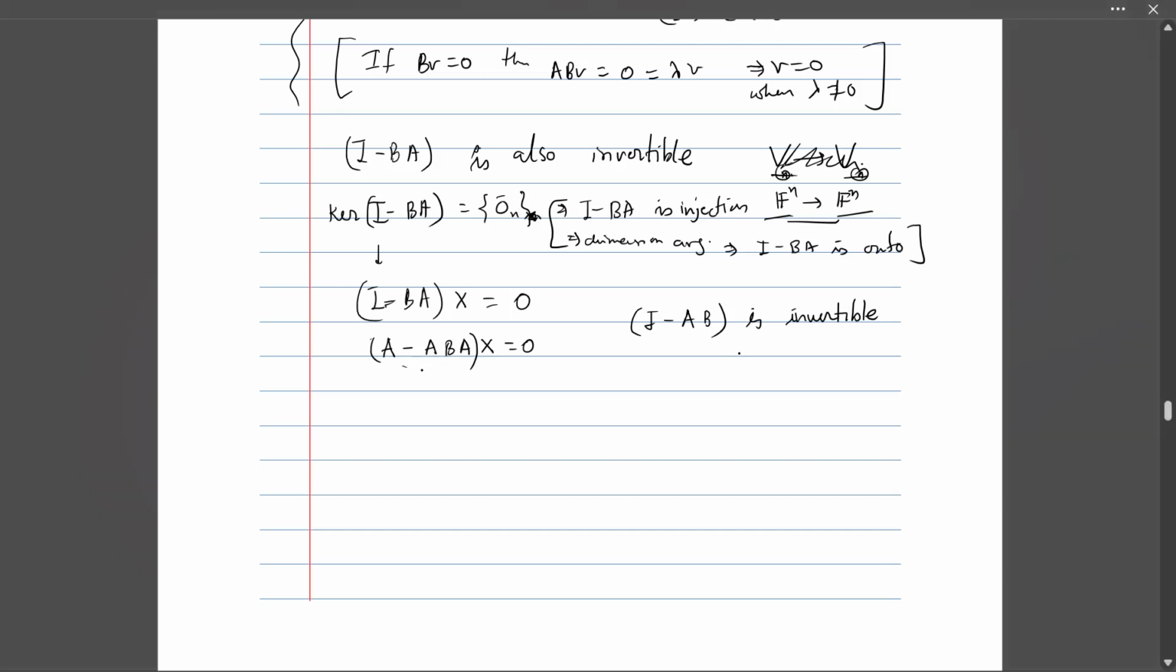What is written here? Take common from right side. Then it is written I minus AB, here you have A applied to x is equal to 0. Right? This implies, this is the next step, multiplying A from left.